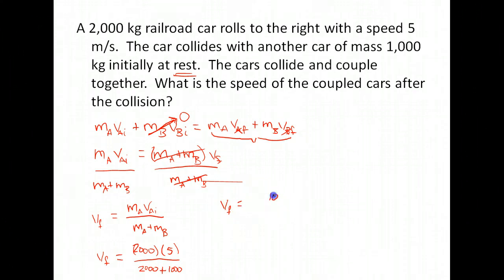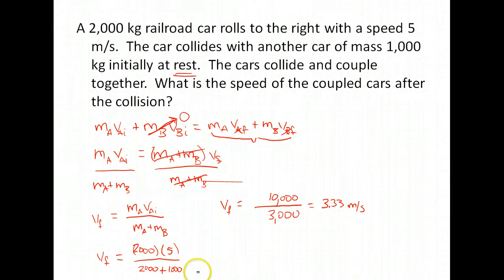That happens. All right, so 2,000 times 5 is 10,000. 2,000 plus 1,000 is 3,000. And so when we do the math on that, that'll leave us with 3 1/3, or 3.3333 repeating, and that would be in meters per second. So there's our answer to question number 8.